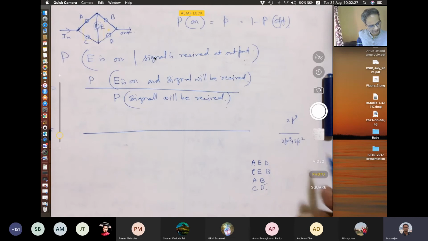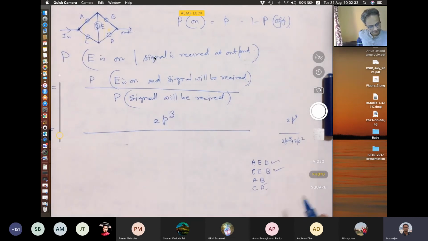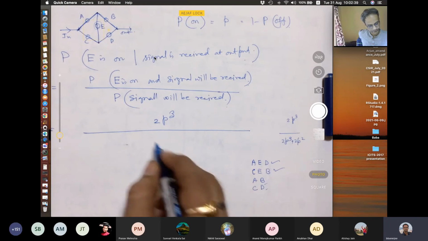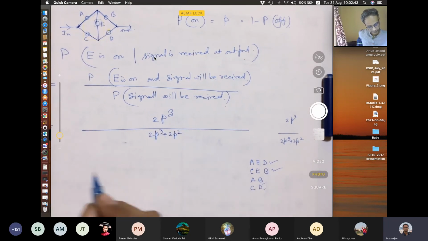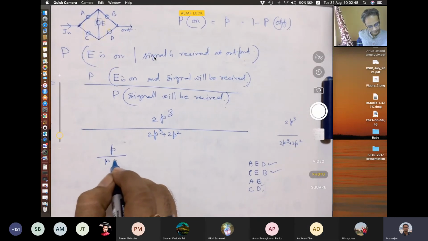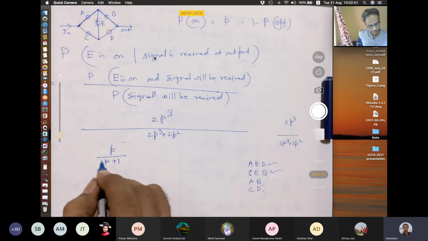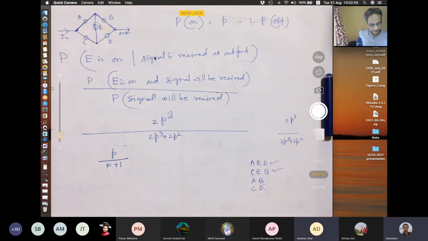So I think this will be the answer. Then 2PQ, these two paths, and in the denominator 2PQ plus 2P square. So this is P by P plus 1. Okay. Sir, I'm still having doubt in that portion, sir. Which one? Sir, what happens if only C is off?